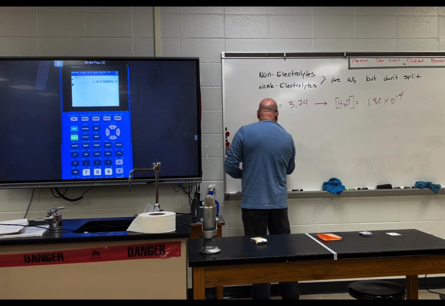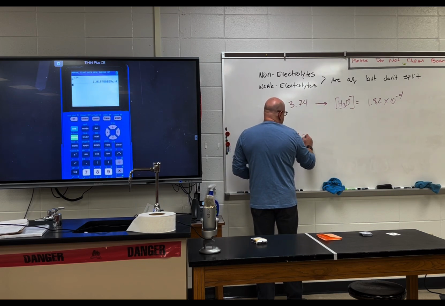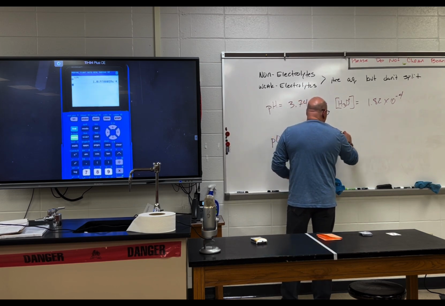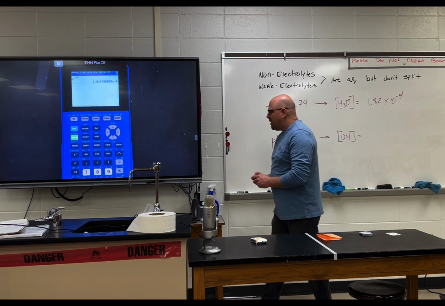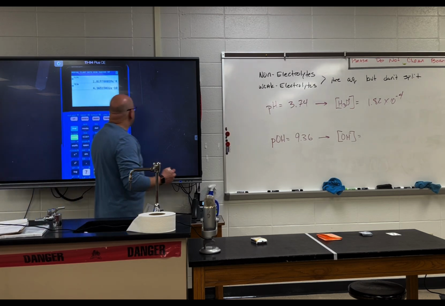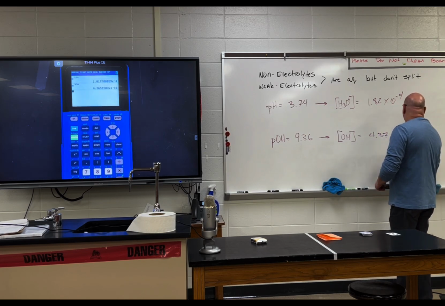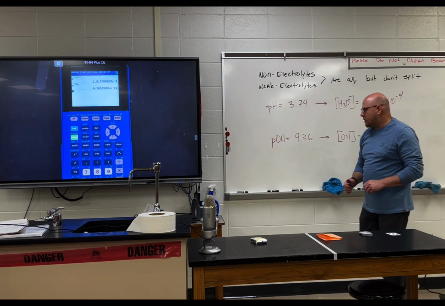So if I had a pOH equal to 9.36, and I want to know what is the hydroxide ion concentration, I would type in second log, make sure you're using the base 10, second log, negative sign, 9.36. Enter. Questions?